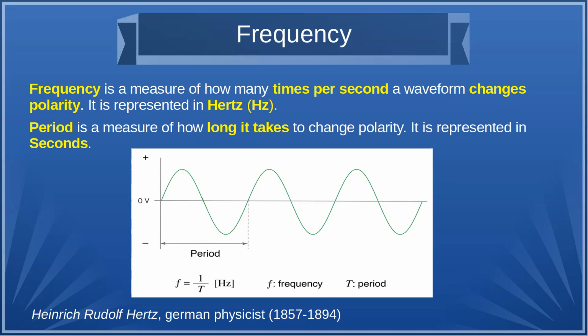Now you also have the period of the waveform, which is the reciprocal of the frequency. So if you divide the frequency into 1, you will get the period in seconds, which is how long in time that it takes to complete one cycle.